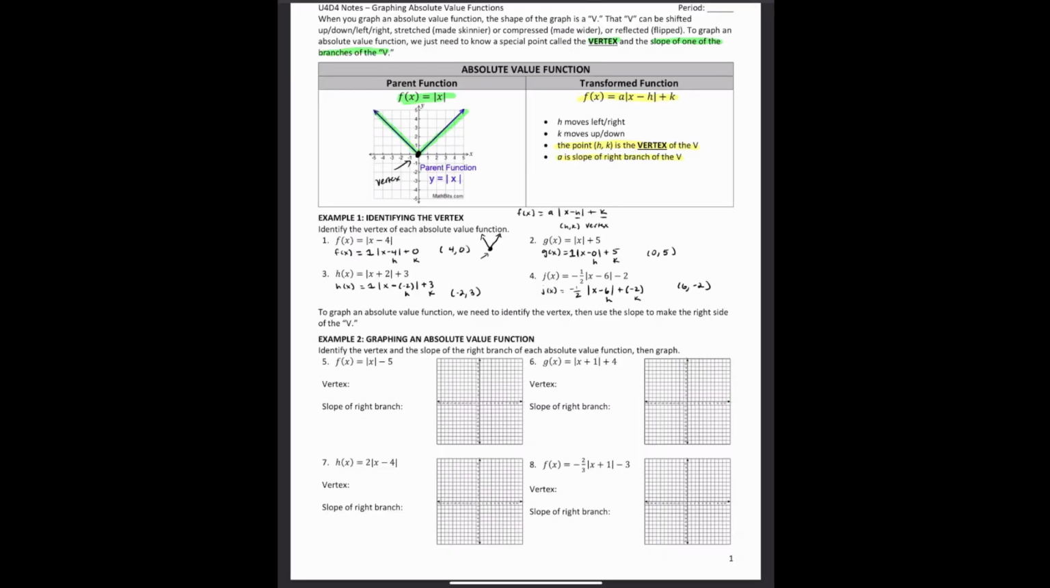Now that we know how to identify the vertex, we can go ahead and graph absolute value functions. We need to identify the vertex and the slope to make the right side of the absolute value function. So the vertex, remember, is in the form h comma k, and we look at this transform function. And the slope is the a value of our transform function, which is right in front of the absolute value expression.